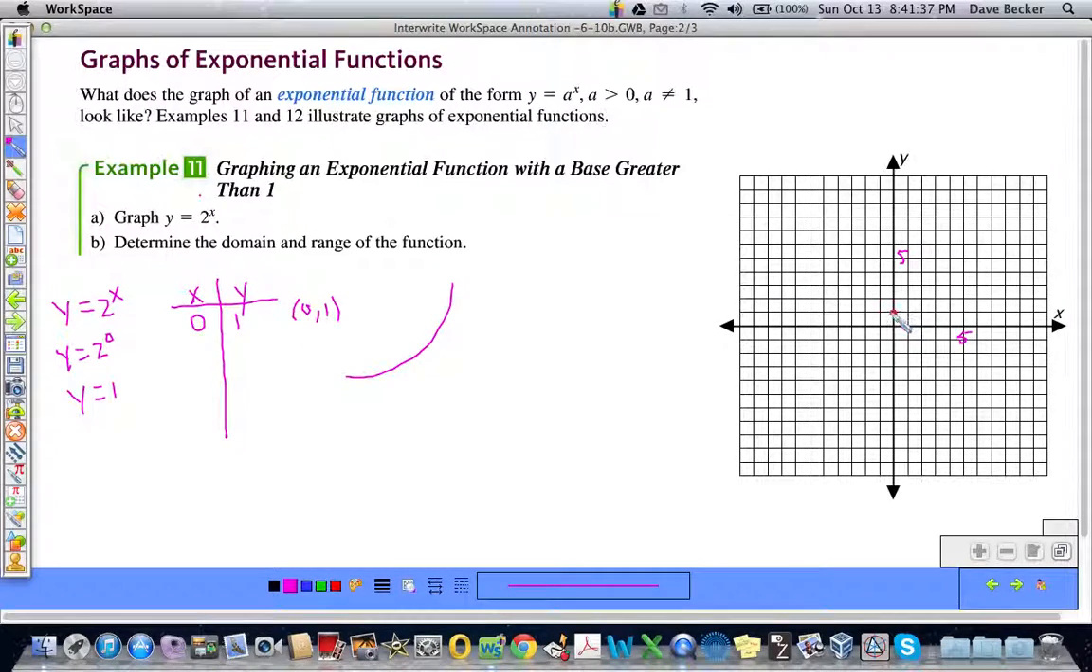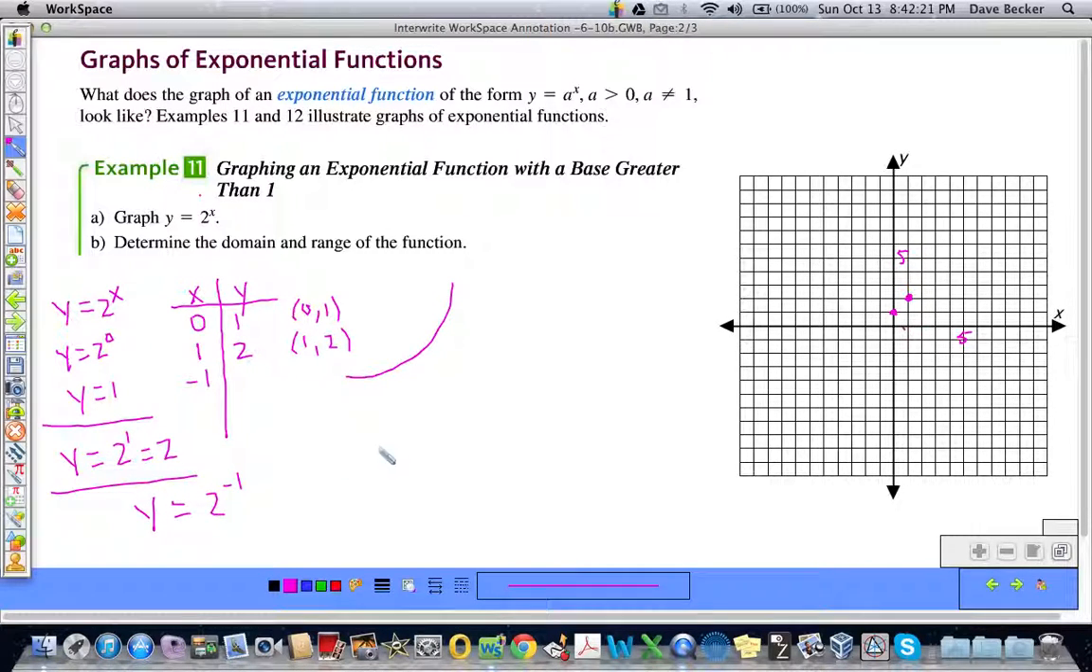Now, generally, you want to do a positive and a negative. So I'm going to let x be 1. Y equals 2 to the 1, and that is equal to 2. So we have the point 1, 2, and I can plot that. And maybe I'll try x equal to -1. Now we have y equals 2 to the -1.